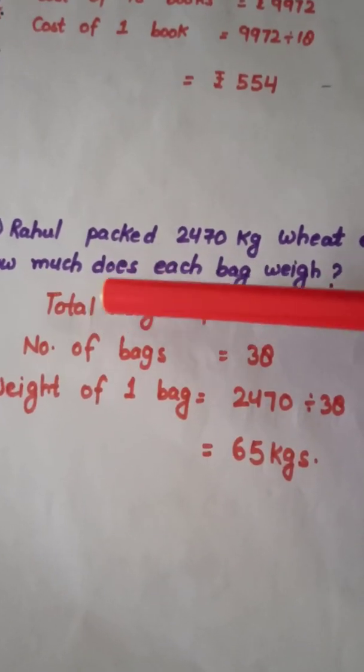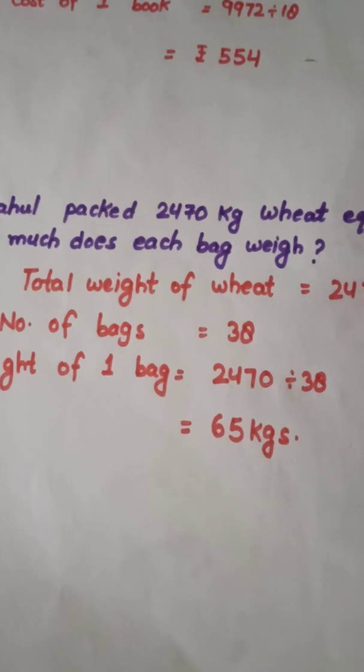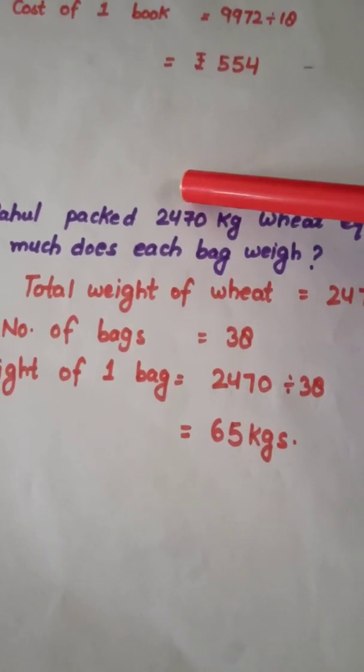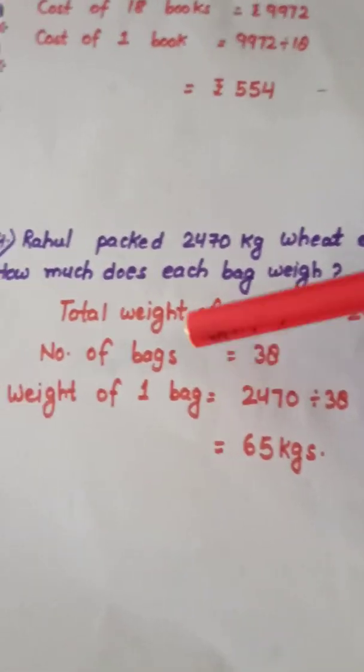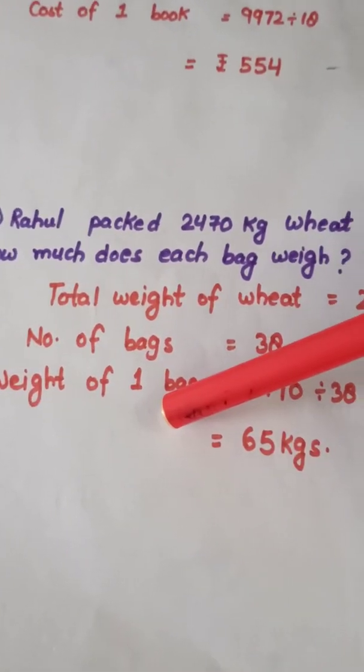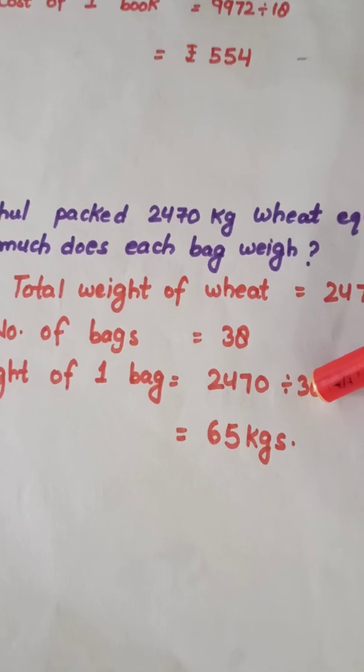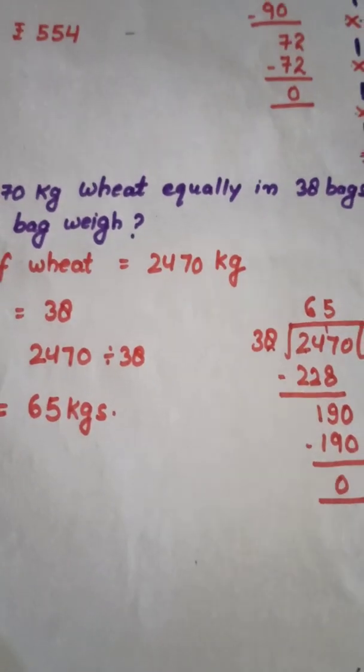Now the statement is total weight of wheat is 2470 given in the question. Now total number of bags 38 given in the question. Weight of one bag, how we are going to find it out? We will divide the numbers. Okay, let us see its division part.